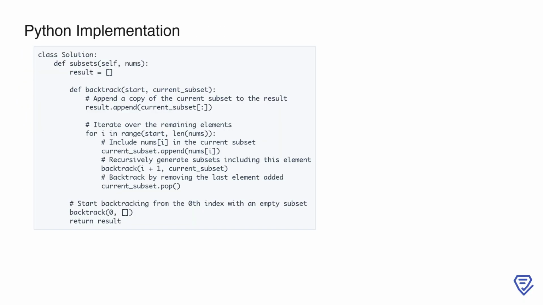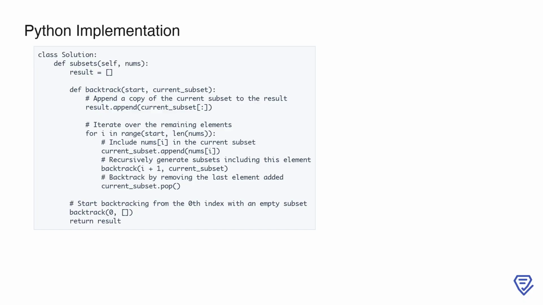This Python implementation solves LeetCode problem number 78, Subsets, using the backtracking technique. The goal is to generate all possible subsets of the input array nums, including the empty subset. First, we define a subsets method within the Solution class. Inside the method, we initialize an empty list result to store all generated subsets. The backtrack function is defined as a helper function to facilitate recursive exploration of subsets.